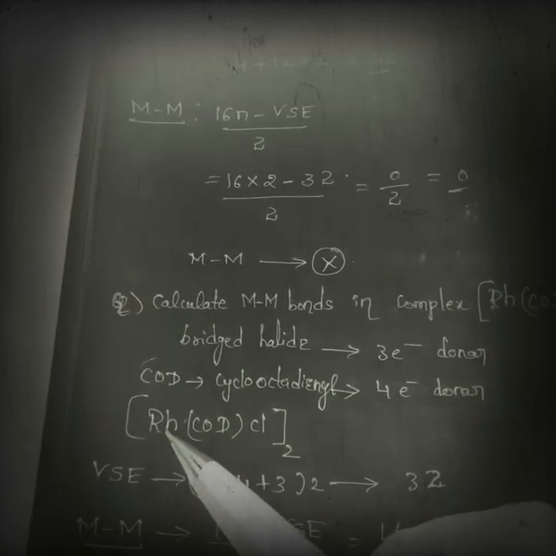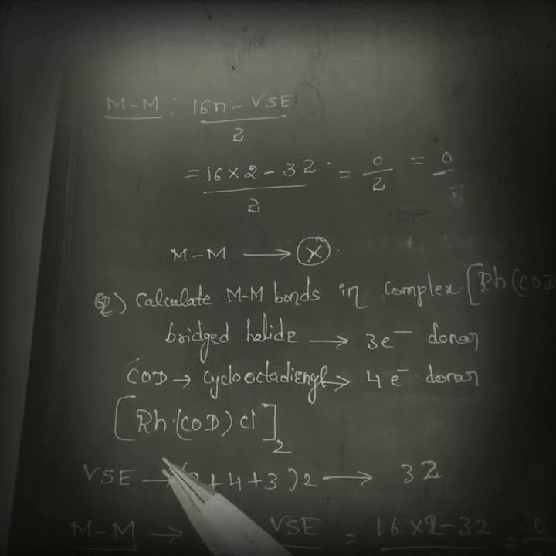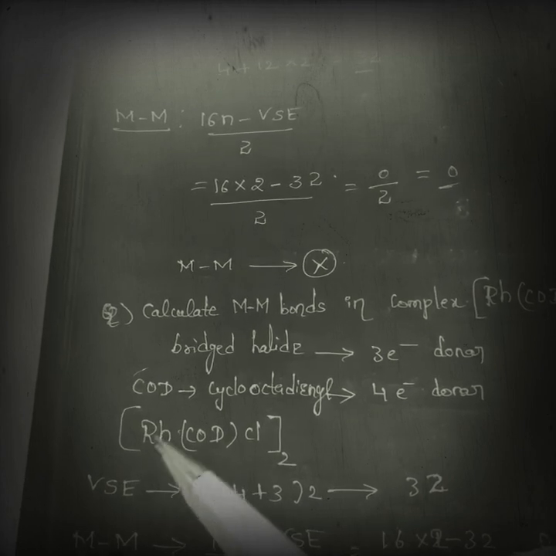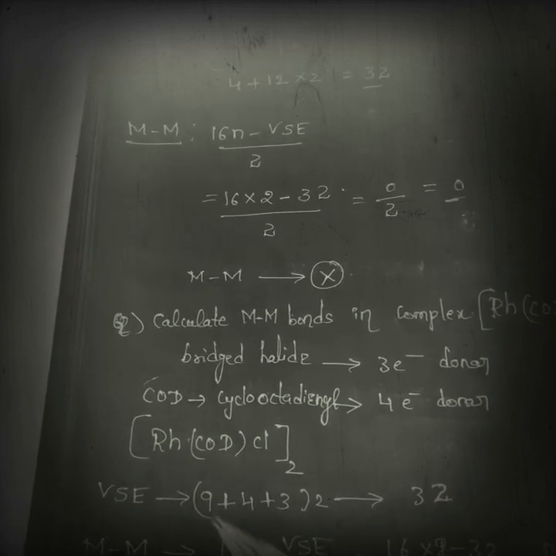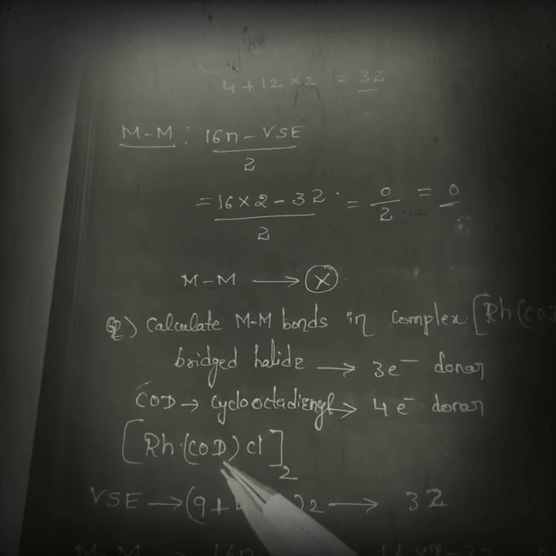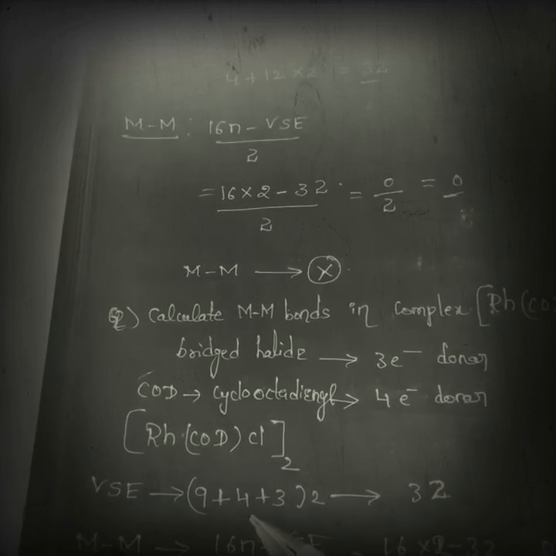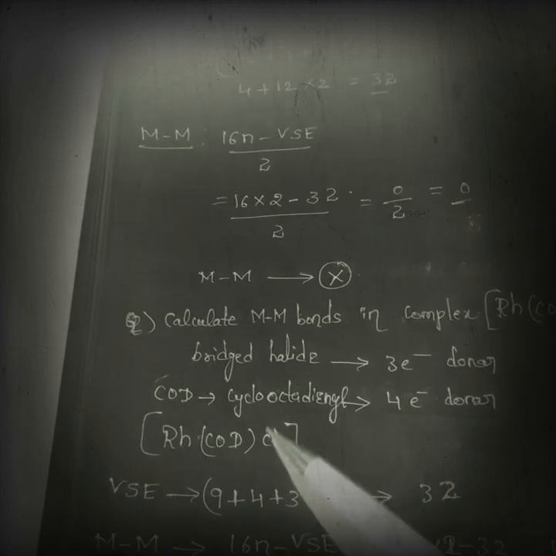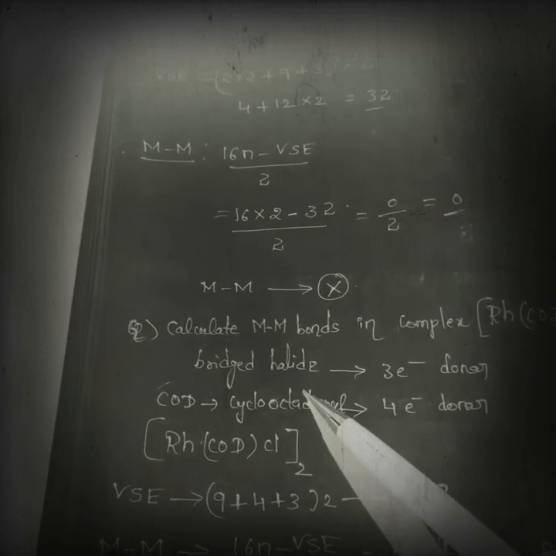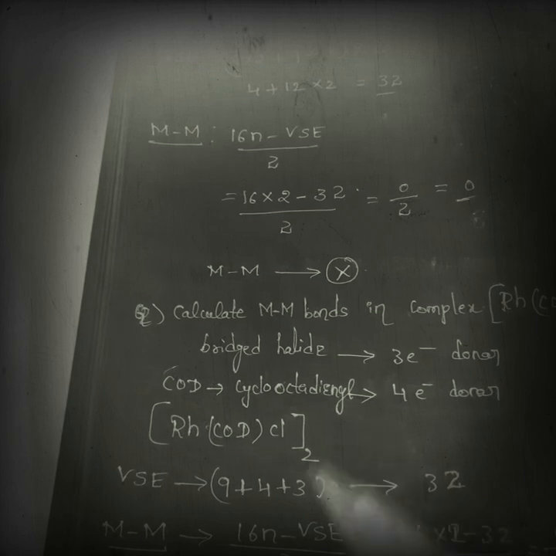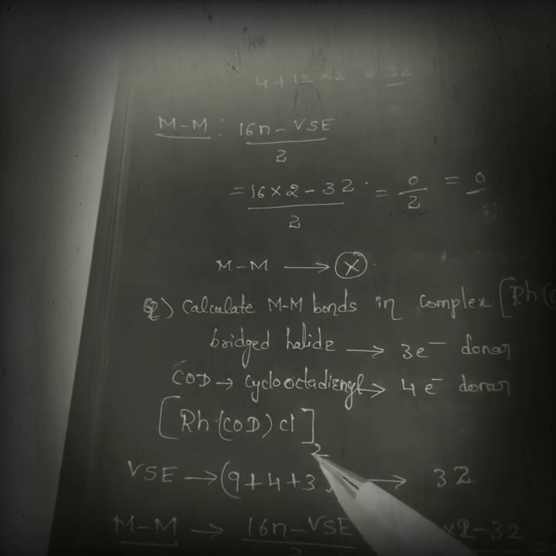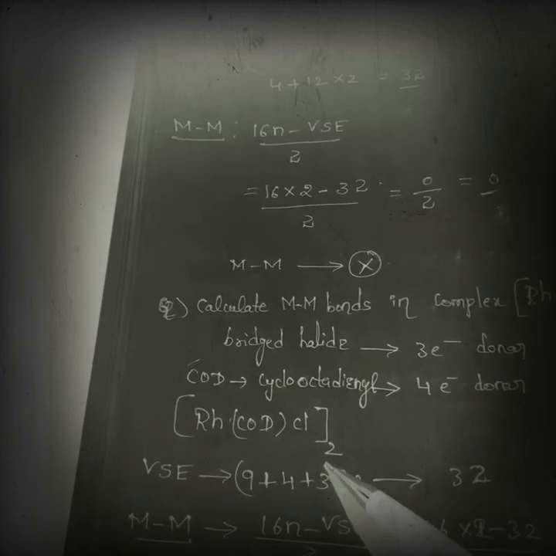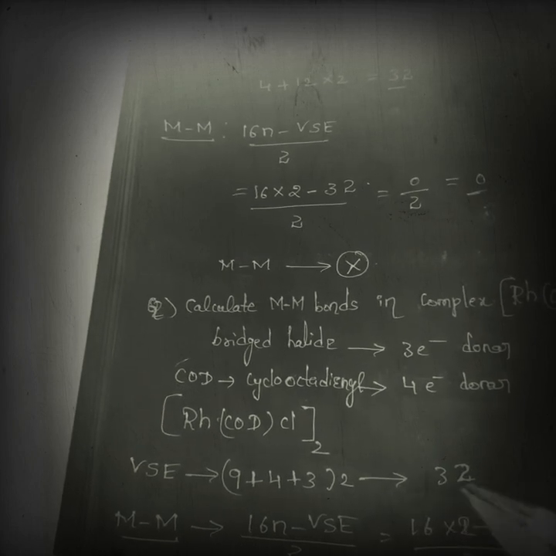First we have to find valency shell electrons. We know that the valency electrons present in rhodium are 9. Plus, I already said COD is a 4 electron donor, so 4. Plus chlorine: I said that the bridged halide electron contribution is 3 electrons, so plus 3. And here they have given 2, so we have to multiply this with 2, so here we will get 32.